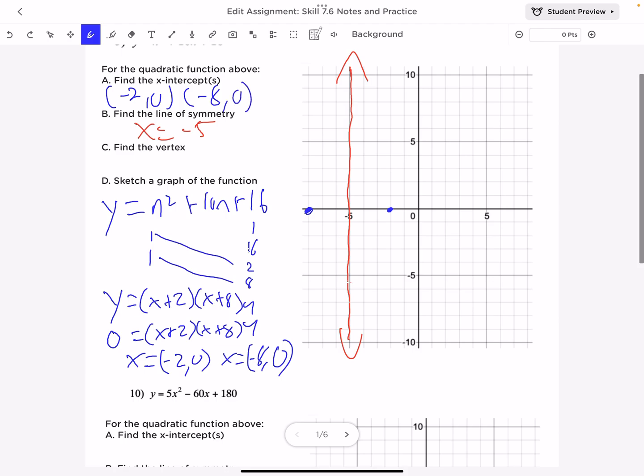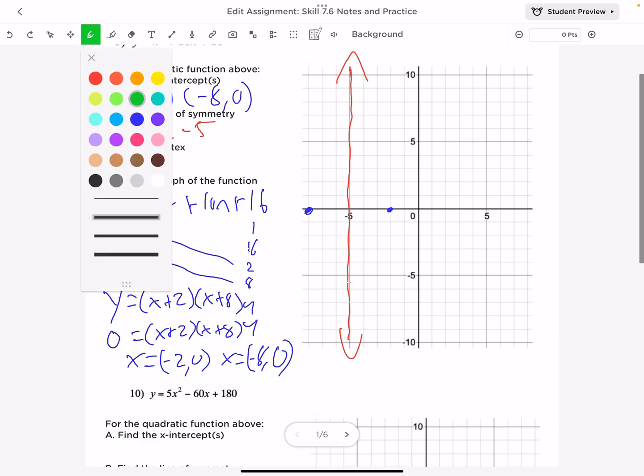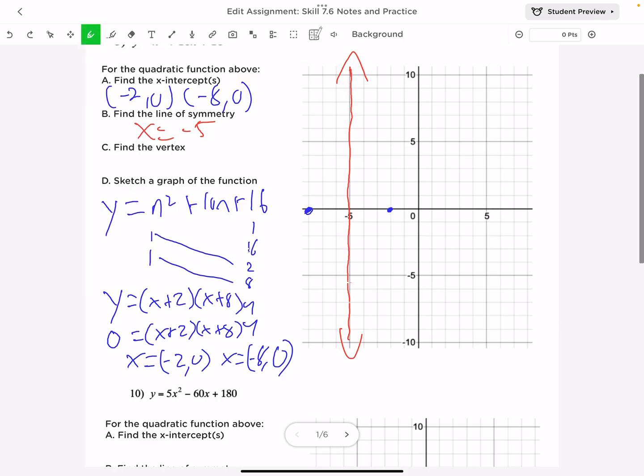Now to find the vertex, I'll do this in green. The vertex is going to be somewhere on my line of symmetry right here. And so I know that my x has got to equal -5 for the vertex. And so what I'm going to do is take the equation. In this case, I usually find it's easier to use the factored equation like this. Y is equal to x plus 2 times x plus 8.